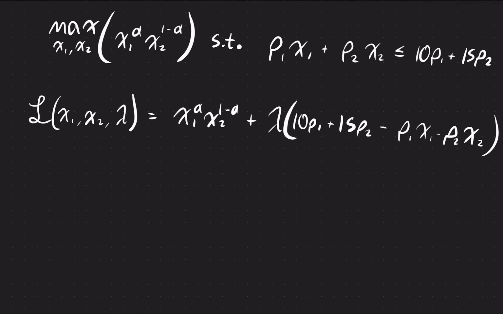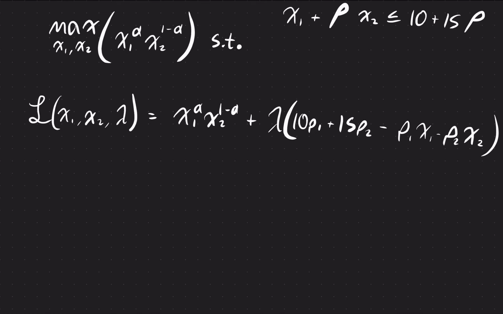And what I did when I originally solved this is I did it in terms of the ratio, so I divided the whole constraint through by P1, and we know this isn't going to be 0, so we can do that. So I'm going to go ahead and replace this constraint with x1 plus P2 over P1, x2 less than or equal to 10 plus 15 P2 over P1, and I'm going to use the Greek symbol rho instead of this ratio because it makes the solving look nicer. So this is now what we're going to be dealing with.